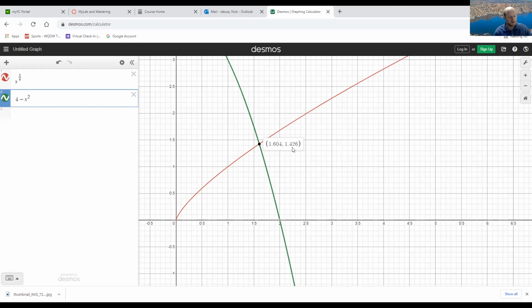Now I have Desmos rounding out to 3 decimals here. You can actually change the settings. I'm not sure off the top of my head where it is, but maybe it's right here, to round it to more decimal places. You guys can play around with that. You could round this out to 10 decimals or 20 decimals if you want. Just find that setting somewhere in Desmos and it'll do that for you.